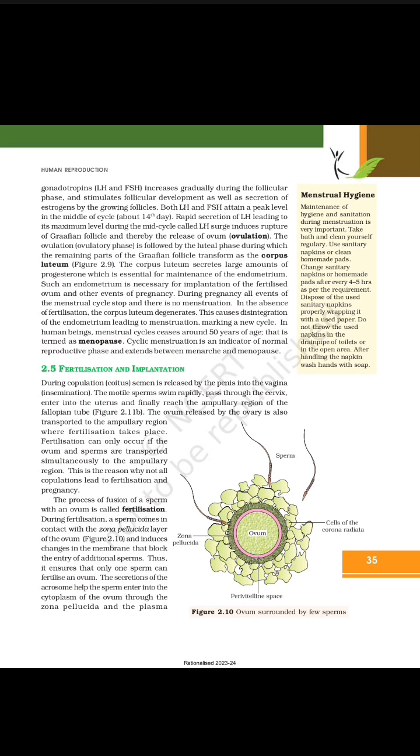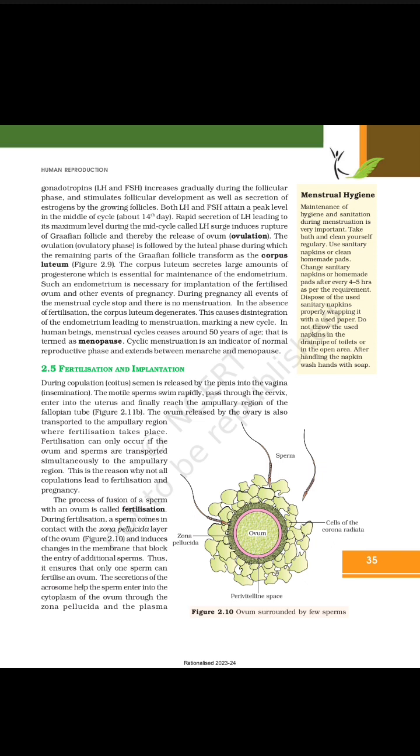2.5 Fertilization and implantation. During copulation (coitus), semen is released by the penis into the vagina. This is insemination. The motile sperm swim rapidly, pass through the cervix, enter into the uterus, and finally reach the ampullary region of the fallopian tube. The ovum released by the ovary is also transported to the ampullary region where fertilization takes place. Fertilization can only occur if the ovum and sperms are transported simultaneously to the ampullary region. This is the reason why not all copulation leads to fertilization and pregnancy.